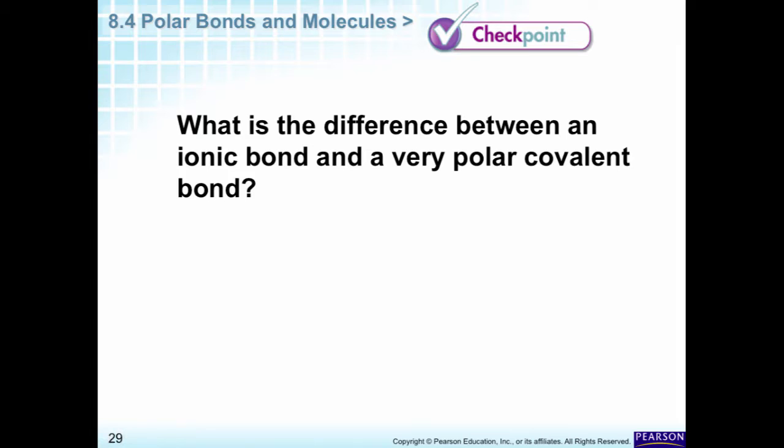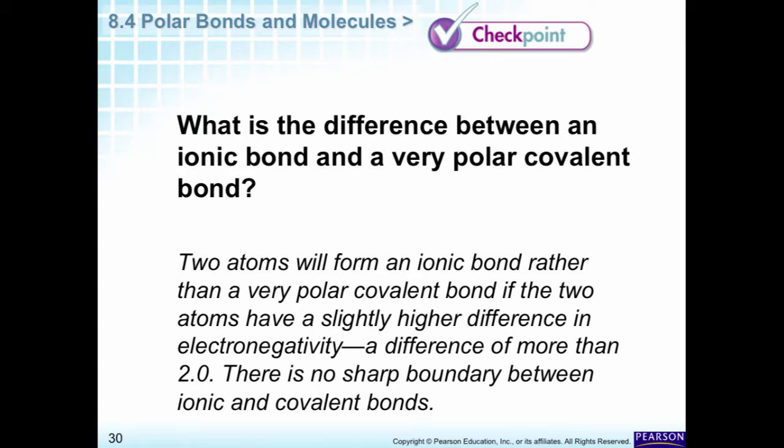Okay, what's the difference between an ionic bond and a very polar covalent bond? I'm not going to ask you this on the exam. I just want you to think about it for a second, then we'll go over it. Two atoms will form an ionic bond rather than a very polar covalent bond if the two atoms have a slightly higher difference in electronegativity. A difference of more than 2.0. But there's no sharp boundary between ionic and covalent bonds. If it's greater than 2.0, it's more than likely ionic. But as I said before, aluminum chloride is pretty ionic too.